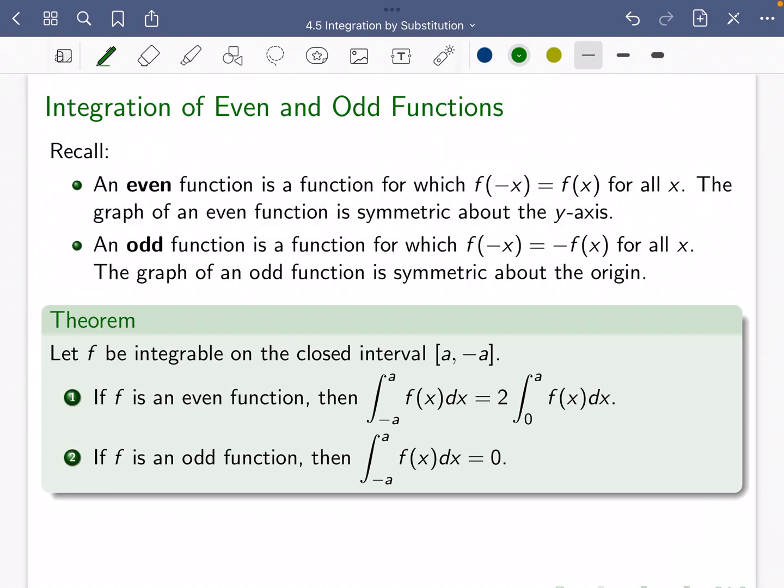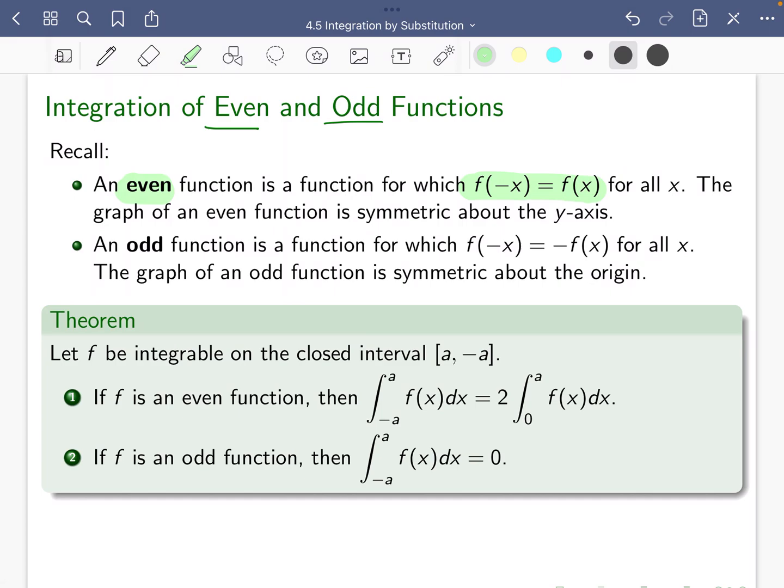In this video, we are going to talk about the integrals of functions that are either even or odd, and what kinds of patterns and observations we can make that might simplify some problems for us. So recall, an even function is a function where f of negative x is equal to f of positive x for every choice of x.